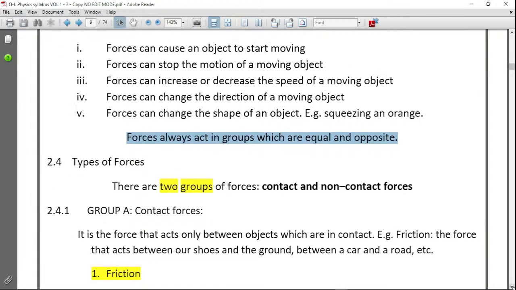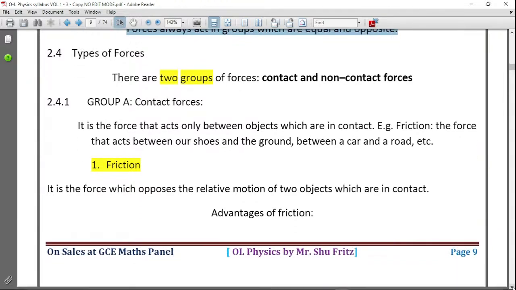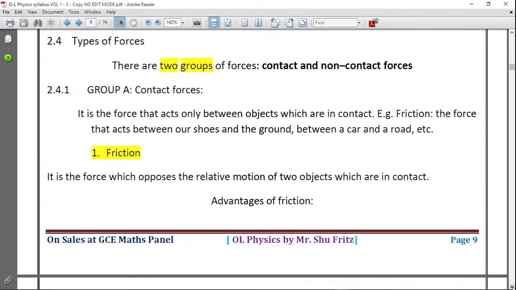Let's look at the different types of forces that we have. Generally, forces are grouped into two: contact and non-contact forces. Let's start with contact forces. A contact force is a force that acts only between objects which are in contact. So this force only acts when the objects are in contact.